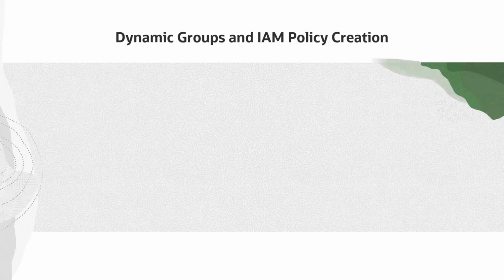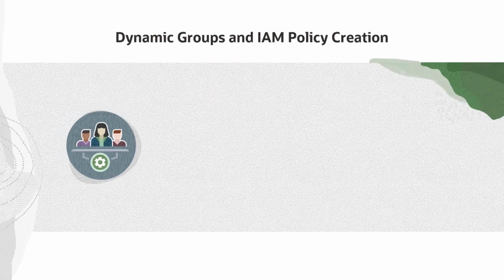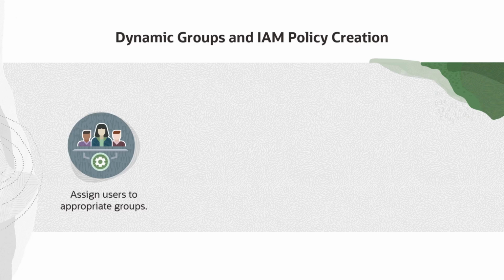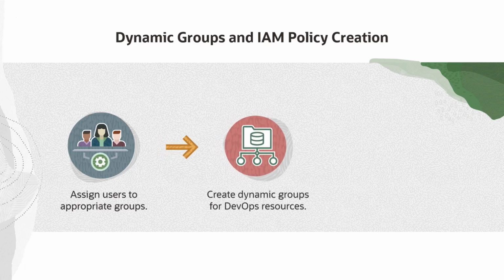Before you begin using the DevOps service, you must meet certain prerequisites, which includes creating users and assigning them to groups that can manage DevOps services. Alternatively, you may also choose to add existing users to the group. The next step is to create dynamic groups for DevOps resources like code repositories and build and deployment pipelines, as they will be interacting with other OCI services. For instance, the deployment pipeline will need appropriate access to manage target environments like compute instance group, OKE, or functions.